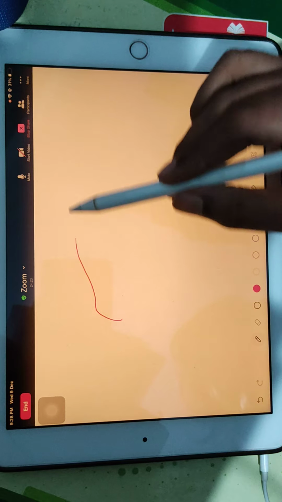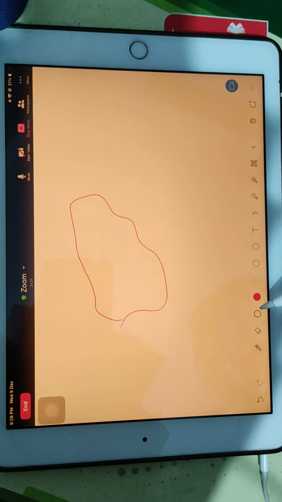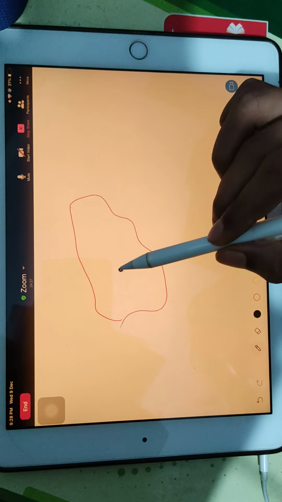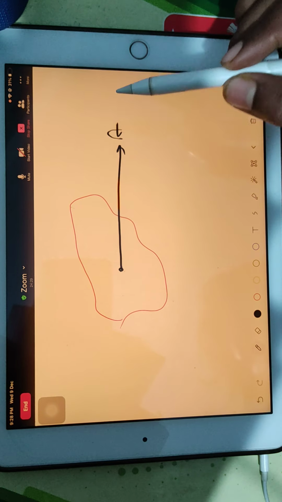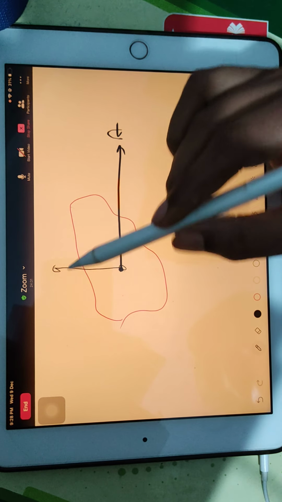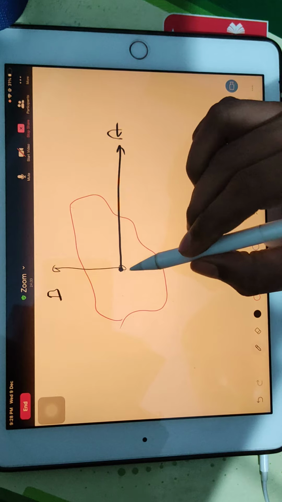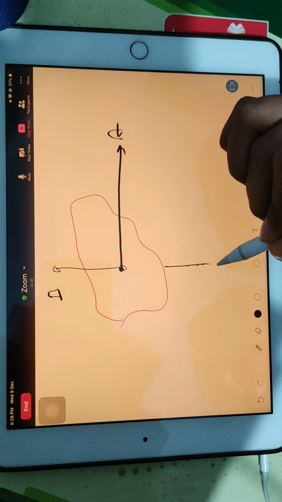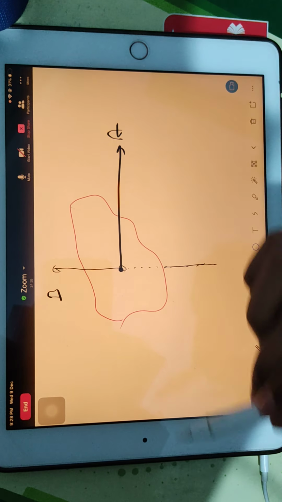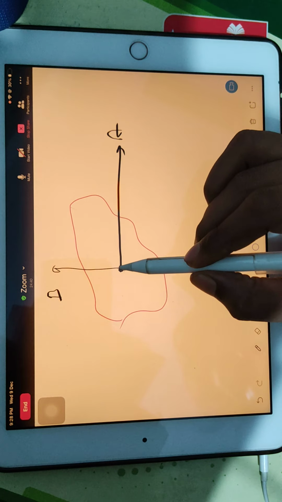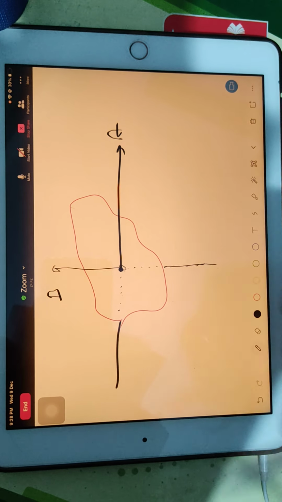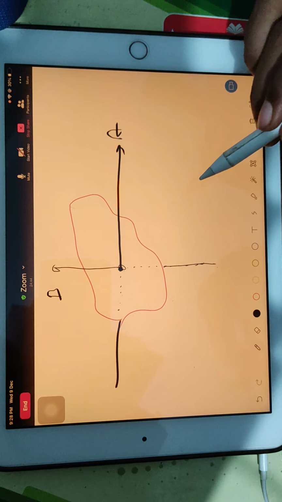Imagine you have any random shape. In this random shape, you consider this axis as A, this axis as B. Make some dotted line like this. This is the dotted line. And imagine this is like this. Now you understand.